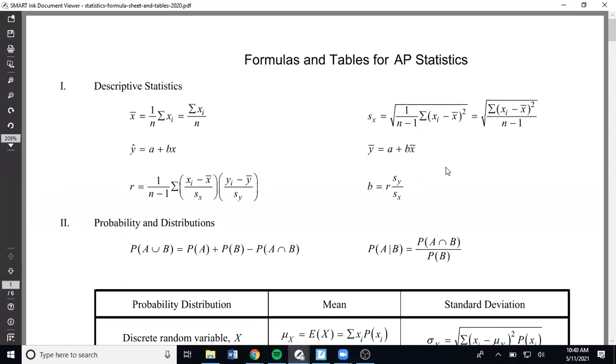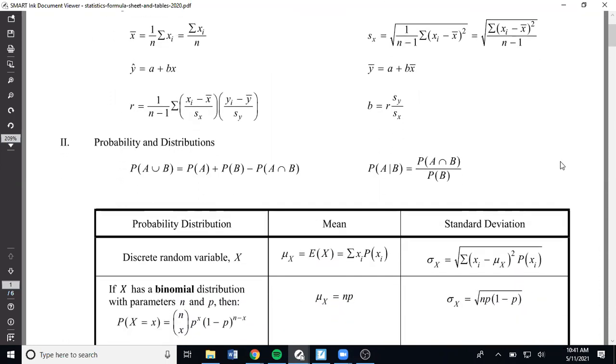Here it is. This is my y hat equals a plus bx. I hope you know that. This is a couple other things for regression that you're probably not going to need, for how to find slope, how to find r. Again, usually the calculator just tells this to you.